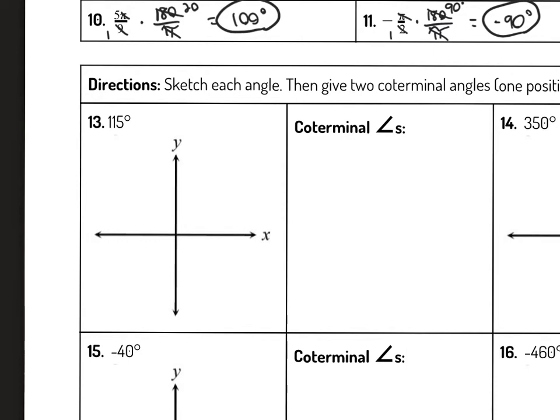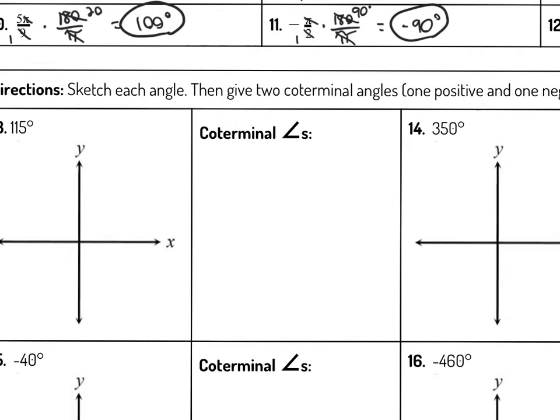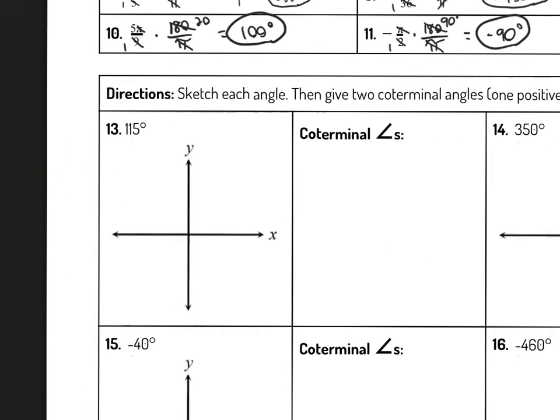Okay, the following part says sketch each angle, then give two coterminal angles, one positive and one negative. And it says 115 degrees. So I can start this off by making my angle. I start off with the initial side, and then the terminal side. So 115 is going to be bigger than 90. So I want to go about 25 degrees past the 90 mark. We'll just call it somewhere around here.